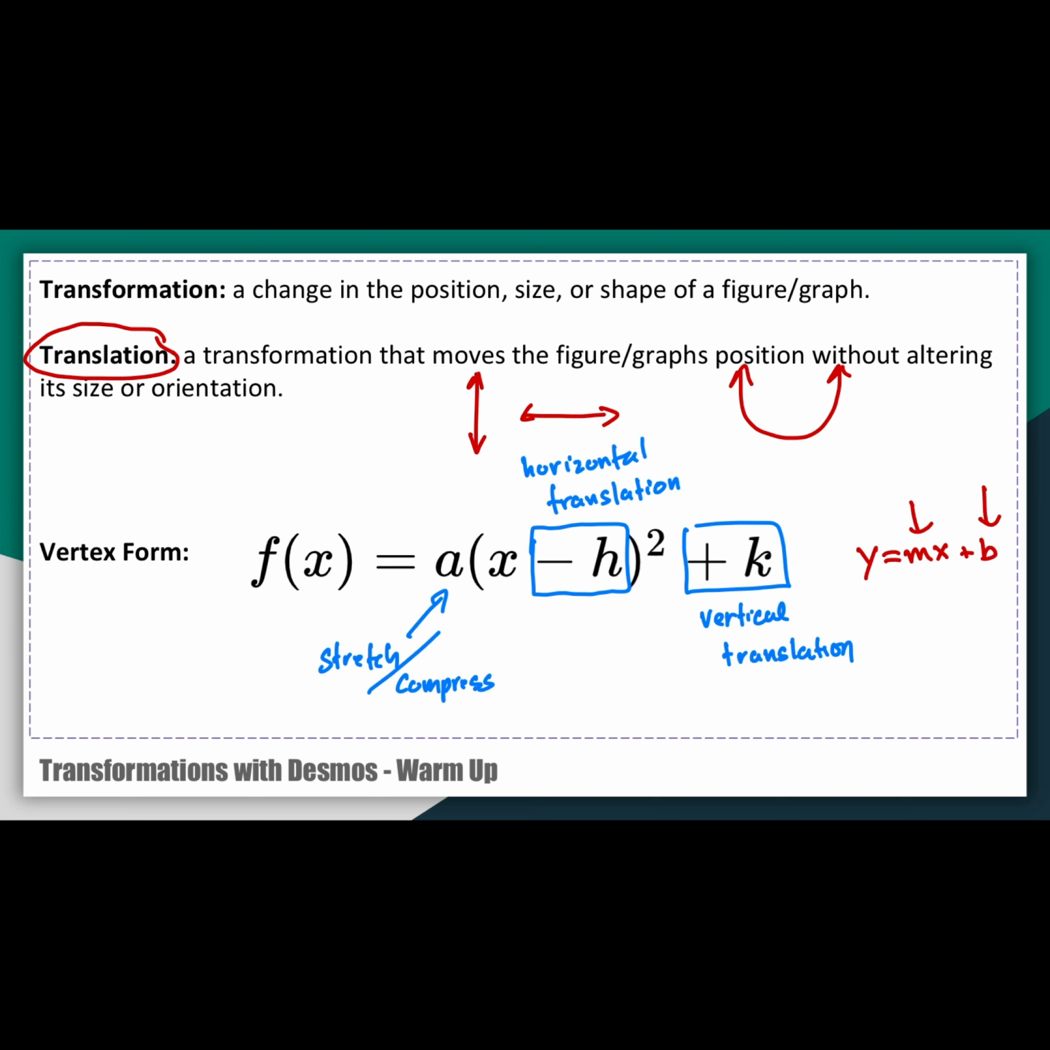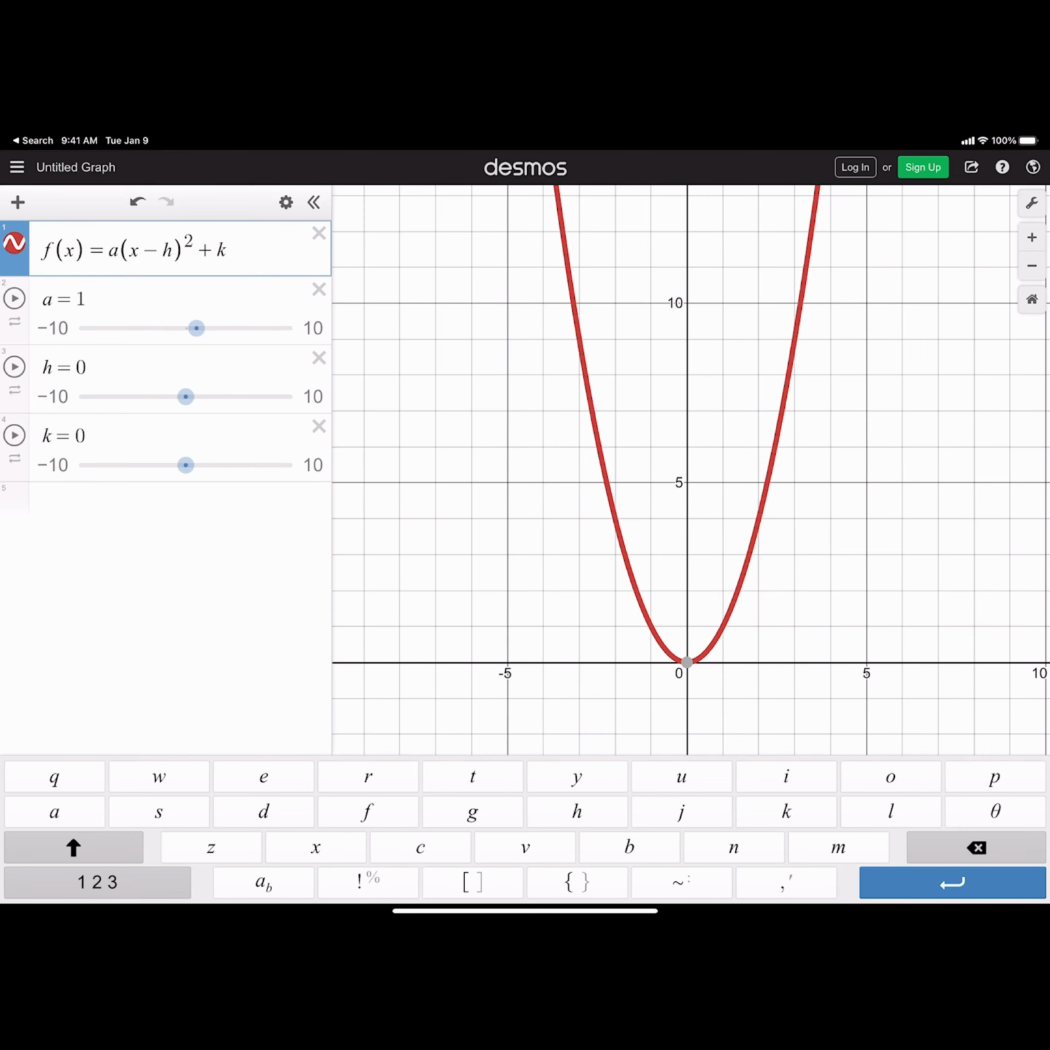Now, before we go on to do that, if you notice here it says transformations with Desmos, I just want to do a quick investigation of what these transformations look like using Desmos. So right now in Desmos, I have the parent function graph. So you can see in the top left, I have our formula, our vertex form, a times x minus h squared plus k, and then I have 3 sliders, one for a, h, and k. A is set to 1, h is 0, k is 0, which means that this is our parent function, okay?